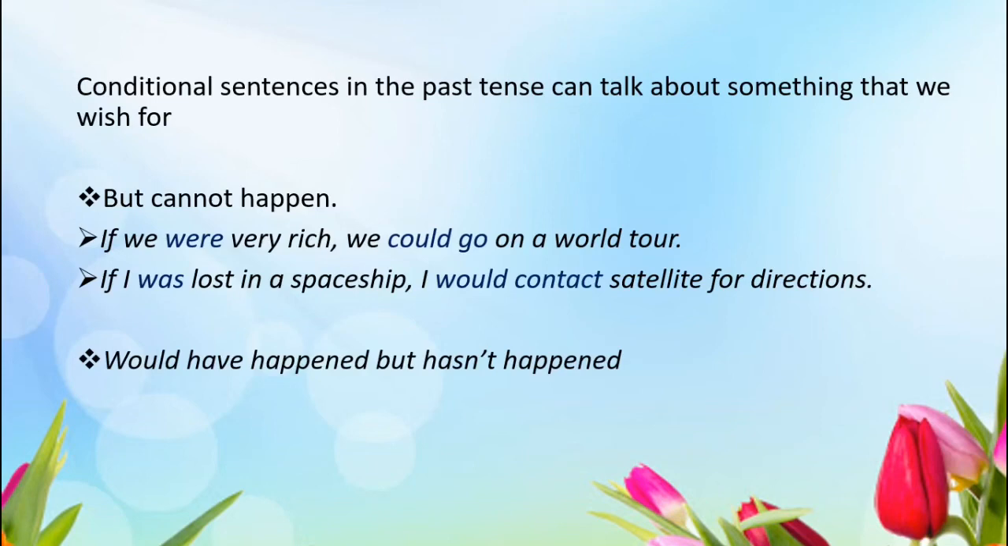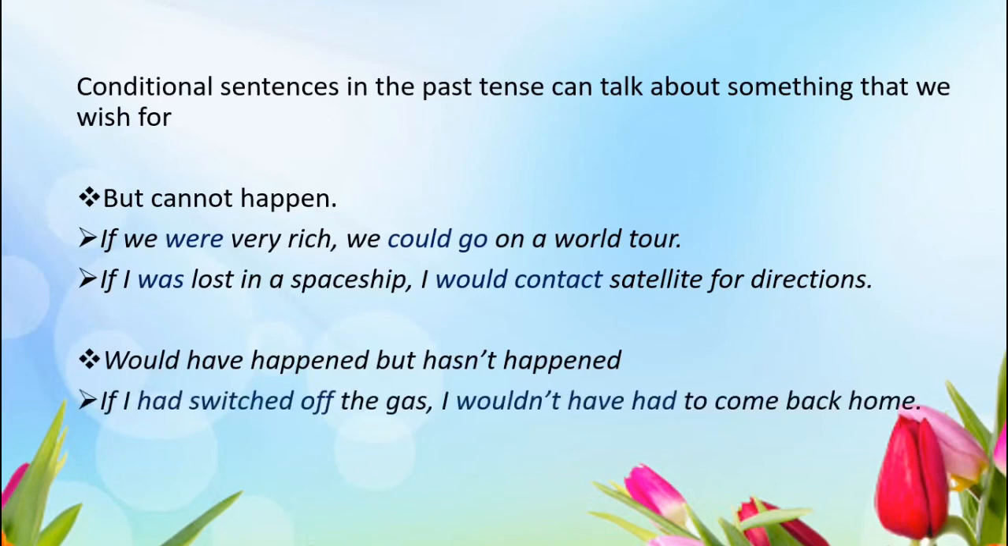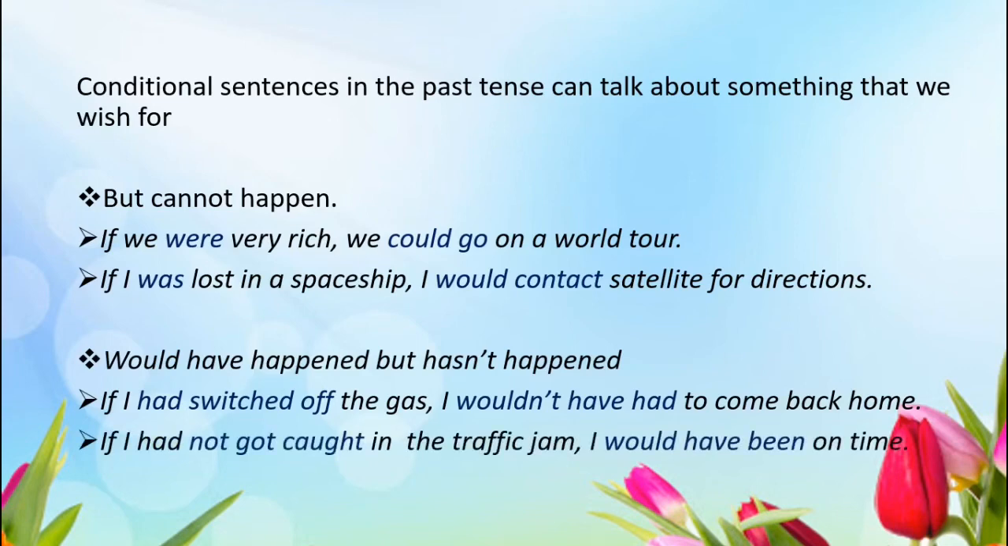The second type of conditional sentences are those in the past tense that talk about something that we wish would have happened but did not happen or hasn't happened. For example, if I had switched off the gas, I wouldn't have had to come back home. So here we are talking about something that would have happened but it hasn't happened. The next sentence, if I had not got caught in the traffic jam, I would have been on time.